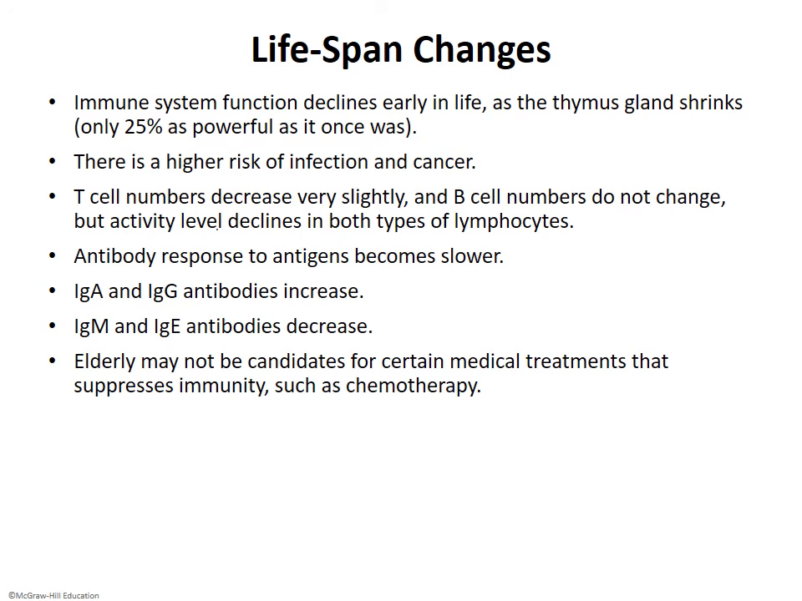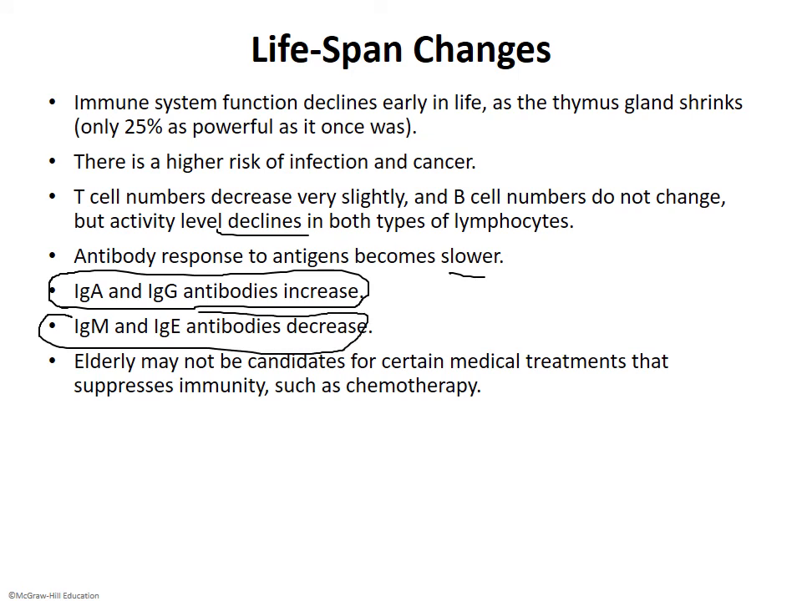Both of them, their activity levels decline. Antibody response to antigens becomes slower. IgA and IgG antibodies increase, and the IgM and IgE decrease. Elderly may not be candidates for certain medical treatments that suppress immunity, such as chemotherapy, because with a lower immunity, there comes a risk of infection, and chemotherapy is going to suppress the immunity even more, which can cause real damage. Well, that is chapter 16 and the immune system.